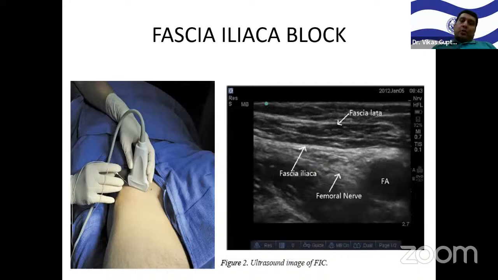First we will do this fascia iliaca block, and then the patient can easily sit up, and we will put the patient in sitting position very easily. So it will be a very good block for giving spinal also. The patient will be very comfortable in sitting position, and we can give our spinal anesthesia very easily. So this is a fascia iliaca block.